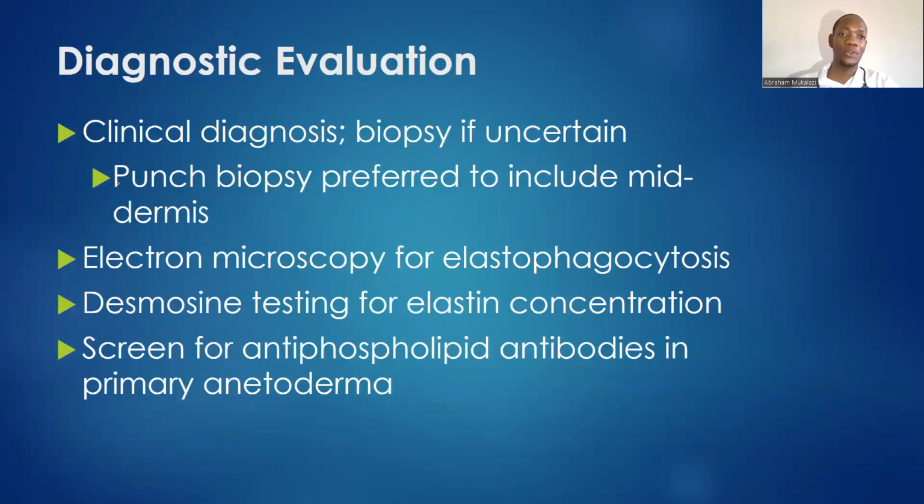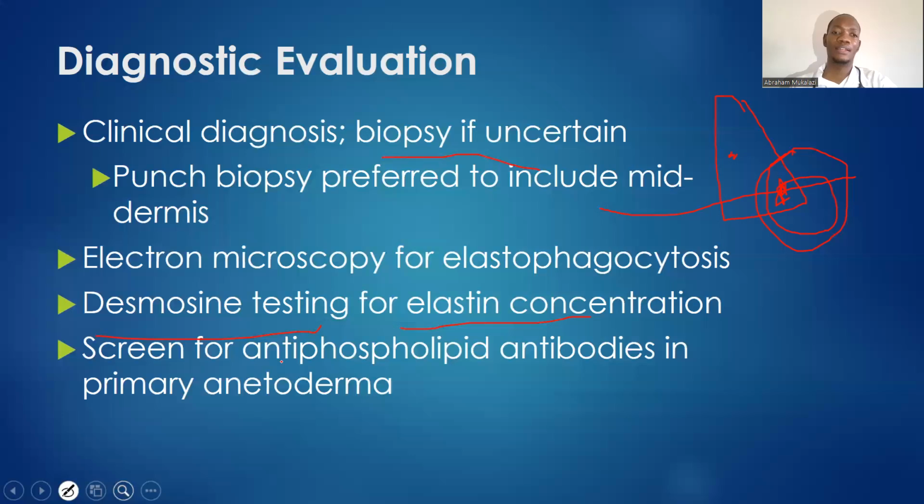Then in the diagnostic evaluation, this diagnosis can be made clinically, but if you're not certain, you can take a biopsy. In this case, you have to punch where the lesion is. For example, if this is your lesion, you punch the lesion plus the surrounding skin. So if this is normal skin and this is lesional skin, you punch part of the lesion plus the surrounding skin, so that when they section, you get a picture of how the normal skin compares to the lesional skin. Then you can do desmosine testing, which will be reduced in case of elastic tissue involvement.